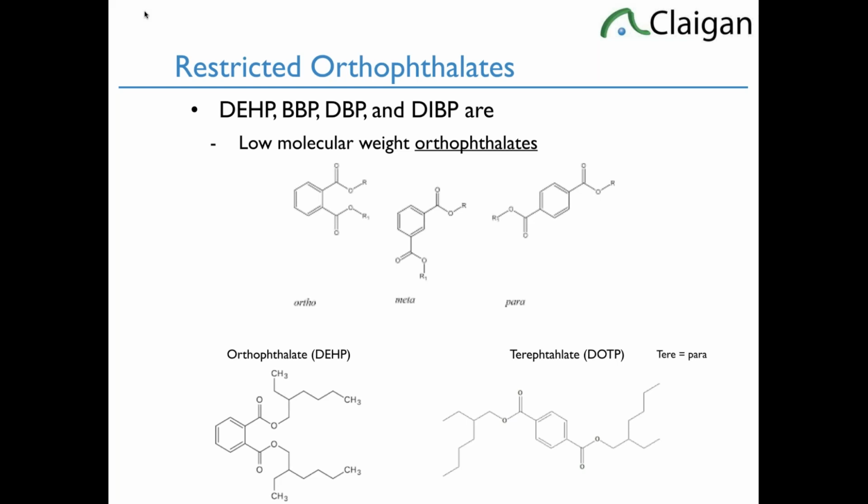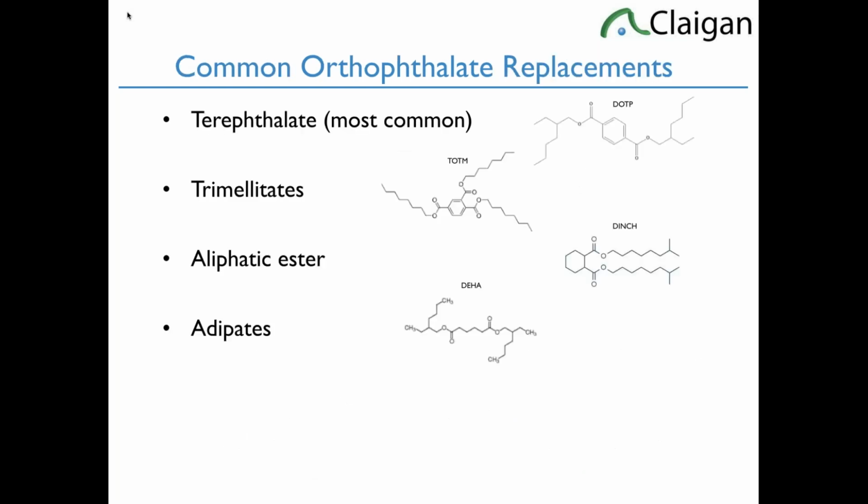So orthophthalates are same side. Meta is one away, and we normally don't see a lot of metaphthalates. And then terephthalates or paraphthalates are opposite sides. So one of the main replacements for orthophthalates like DEHP is the terephthalate. Now you look at it and go, okay, well, they're just gaming the system. It's just on the opposite side. It's probably just as dangerous. Well, that's an interesting part.